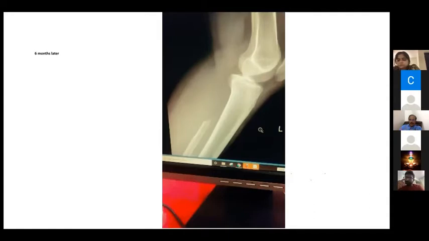What is the regeneration possible per month after an axonotmesis, Anupam? 1 millimeter per month. No, per day. 1 millimeter per day.